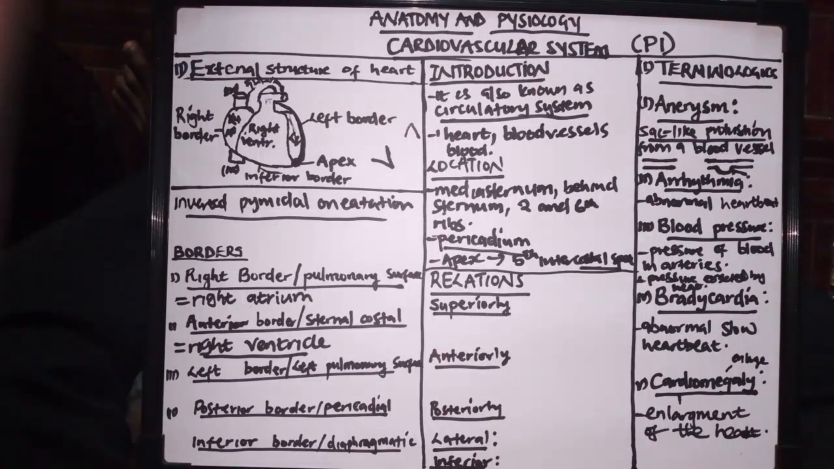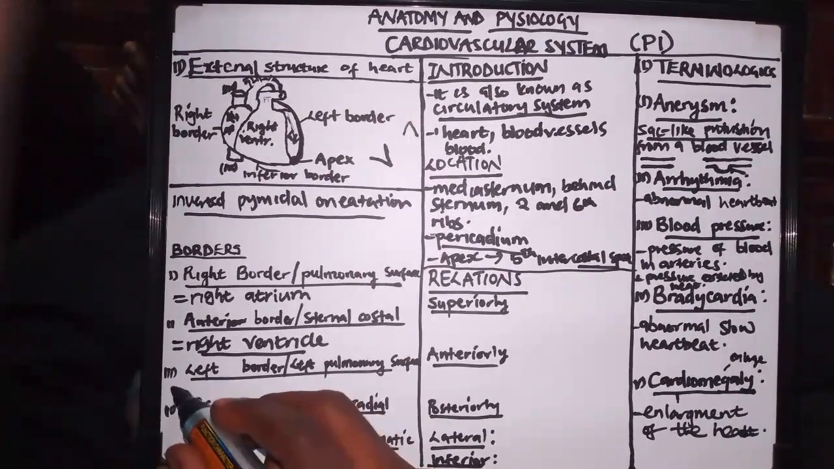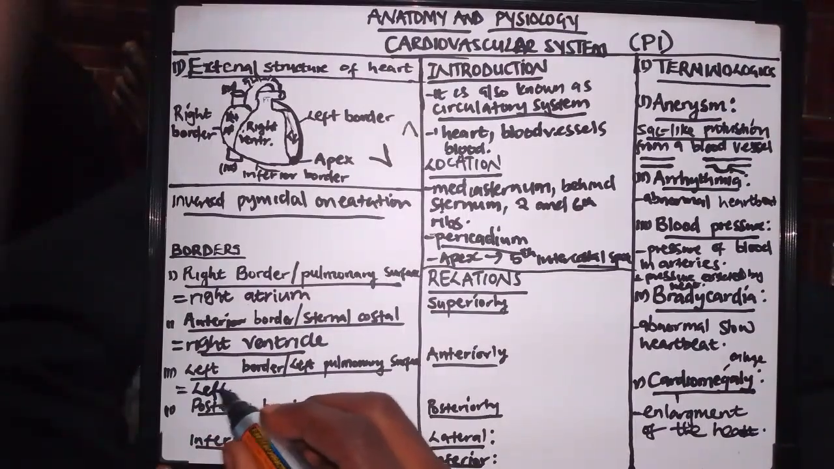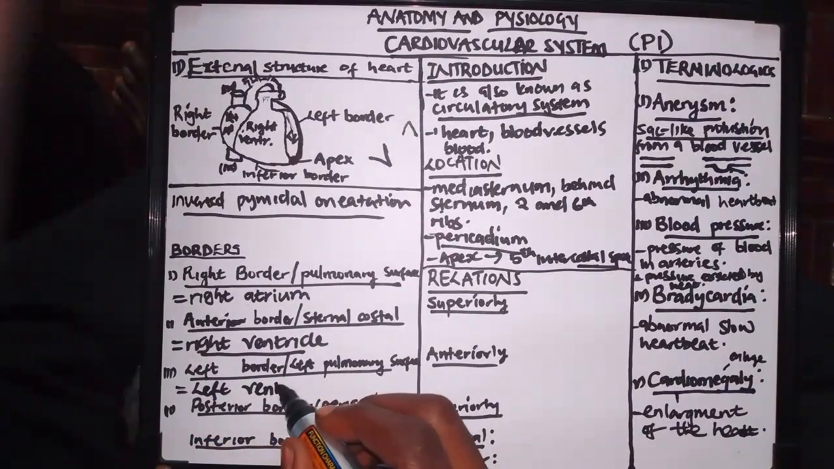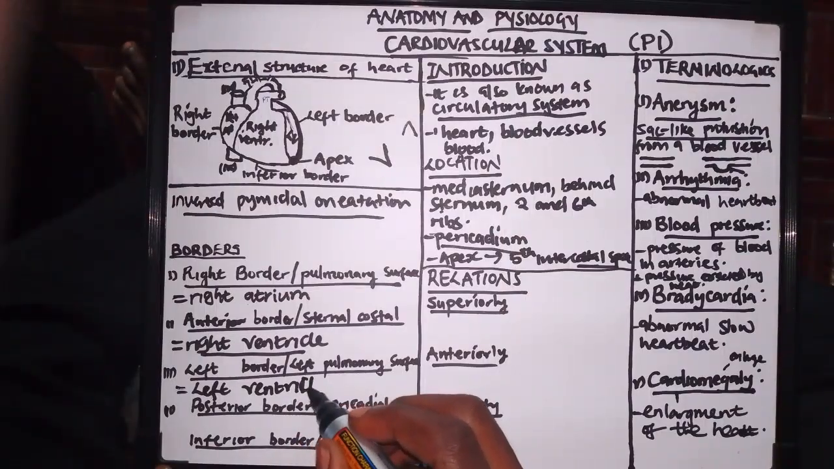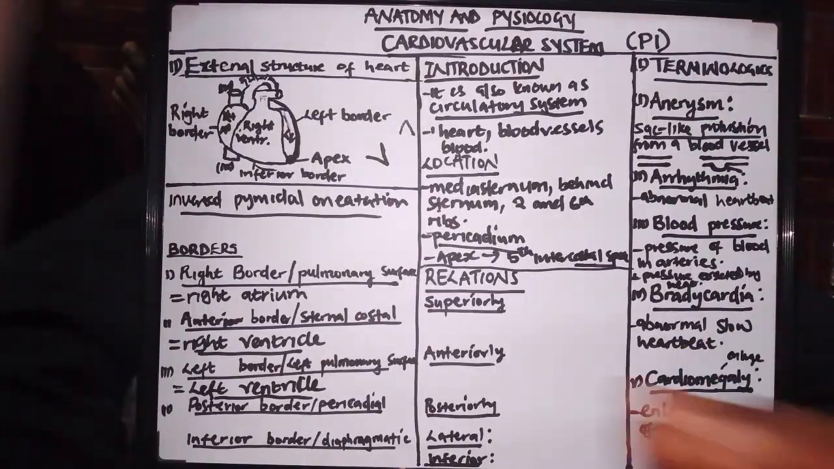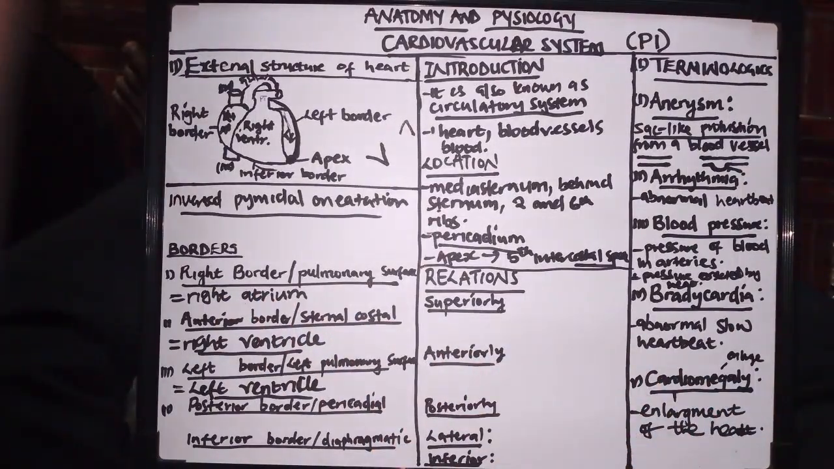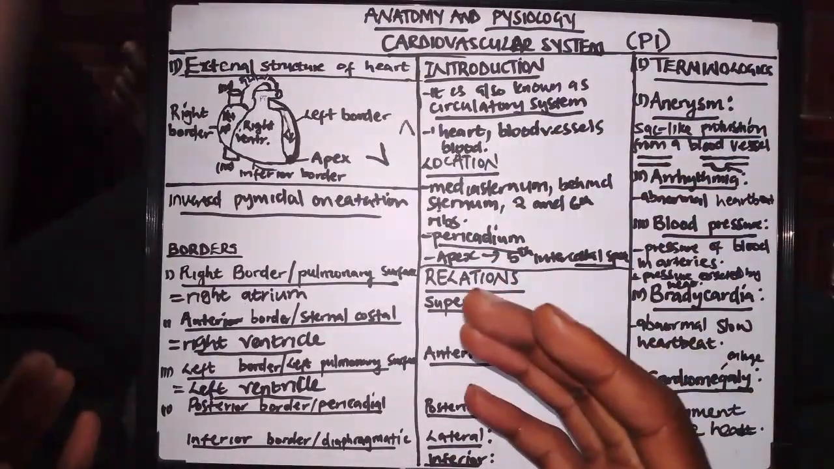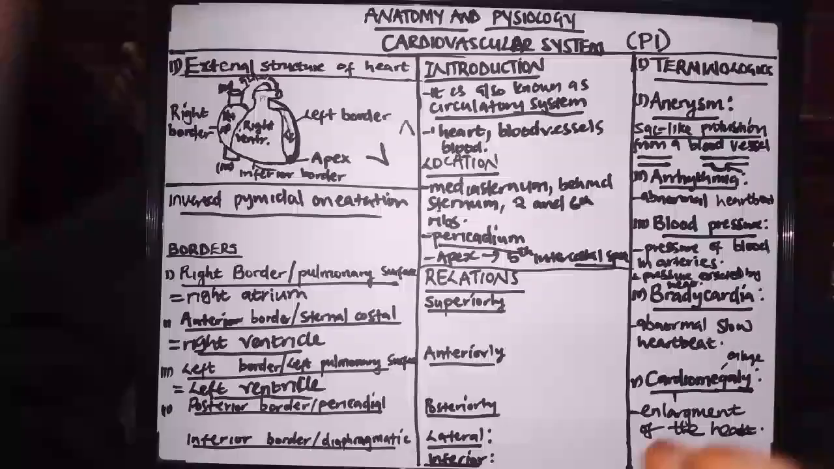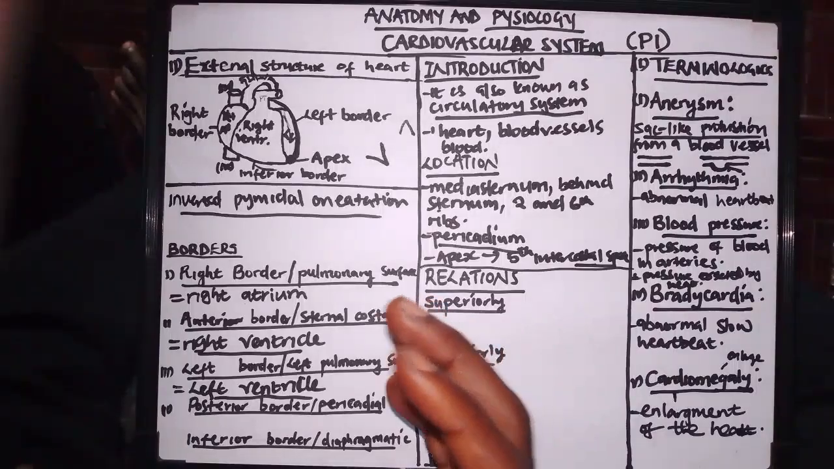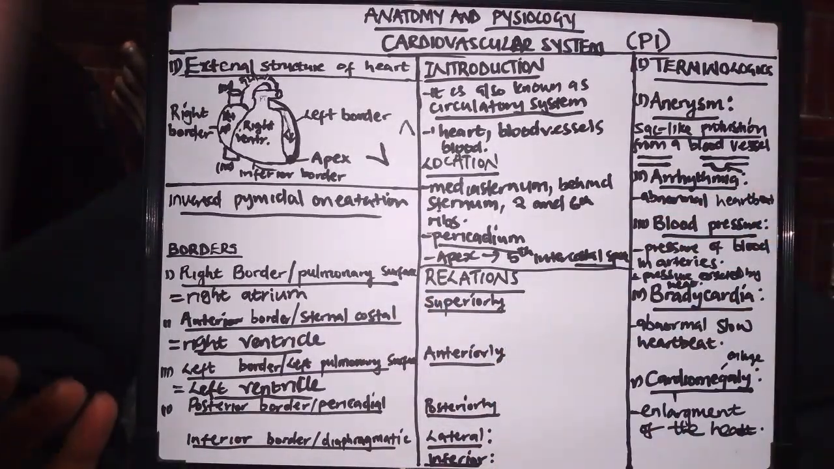Then what forms the left border? So the left border is basically formed by the left ventricle. And remember, I'm not saying that the entire border is formed by the left ventricle. I'm saying most parts of the left border are formed by the left ventricle, because a portion is also formed by other parts of the heart.